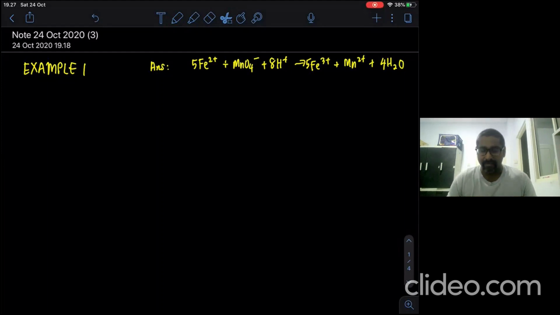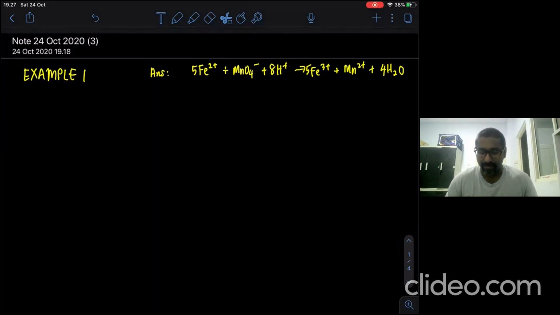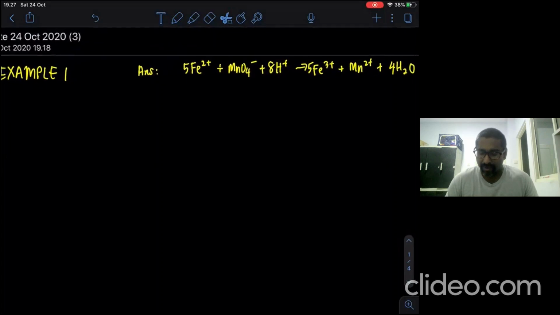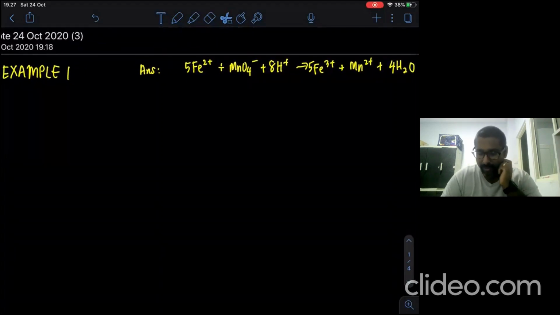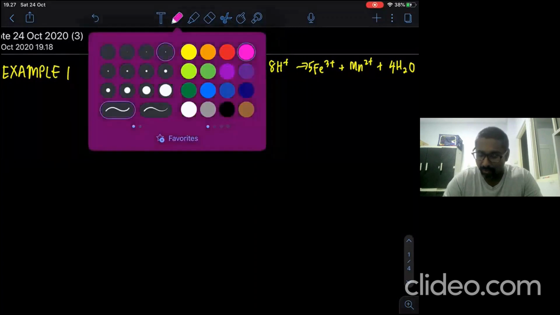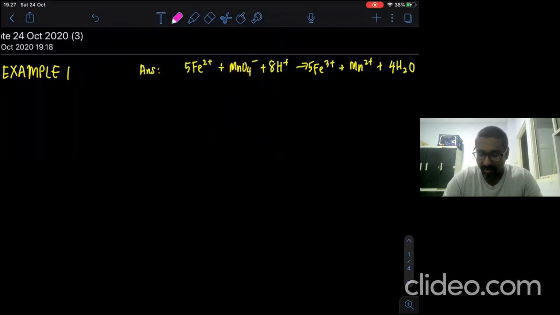I will start with a simple example. Here we are going to try to balance this equation, and the answers are there so that later we can compare our answers. Whenever you have an equation, it is very important to see what we want to do. Basically, we need to find out which one is going to be oxidized and which one is going to be reduced. So please calculate this yourself.